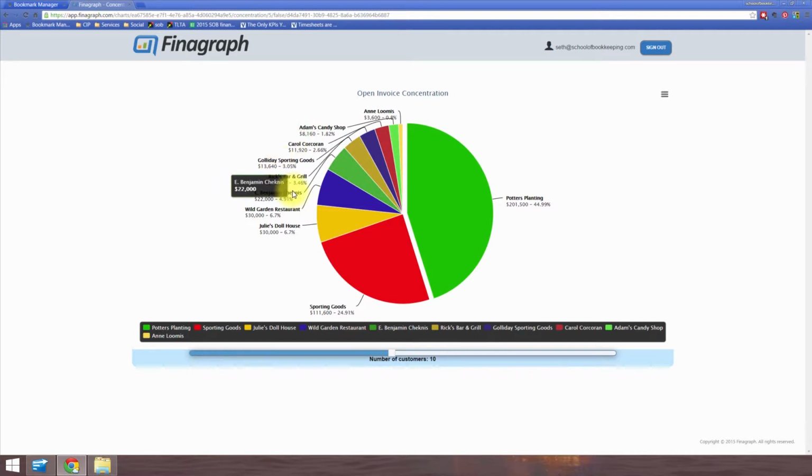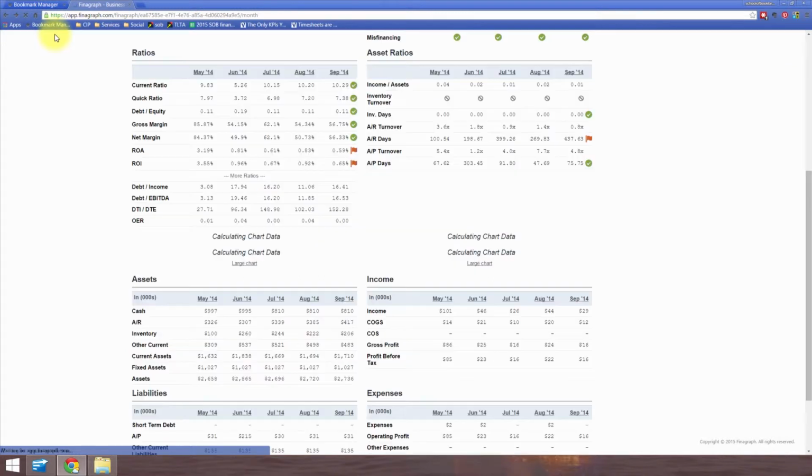Because going back to when we were looking at some of the other information where we said, hey, you know what, we could do better about collecting our receivables. Well, this would help me get a very quick visual look at whom I should be trying to collect from first, right? I want to go for what I call, of course, the lowest hanging fruit.